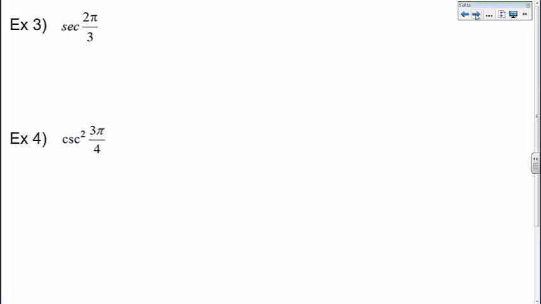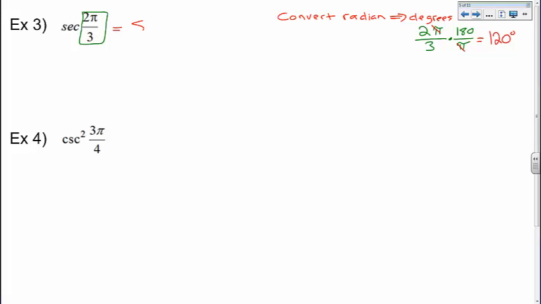In examples 3 and 4, we're going to use the exact same method, except here we're given angles that are in terms of radians. Well, remember step 1, if it's in radians, convert from radians to degrees. We do this by taking the value of the angle, 2π/3, and multiplying it by our conversion factor, 180/π. The pi's cancel out, and we're left with an equivalent value of an angle of 120 degrees. So we can rewrite example 3 as the secant of 120 degrees.